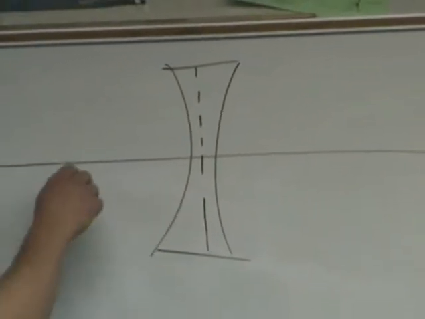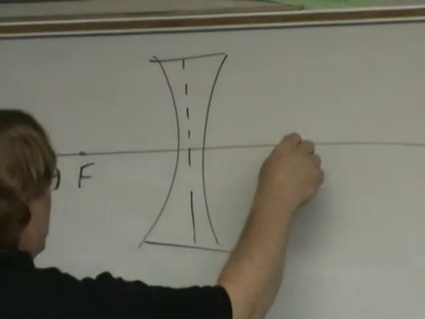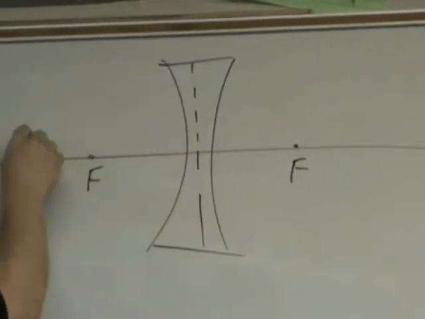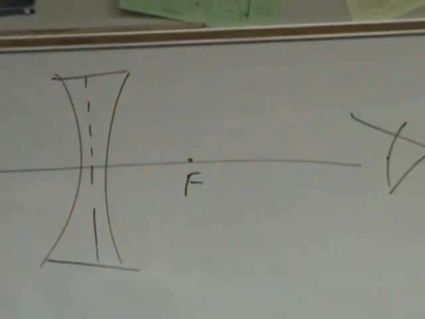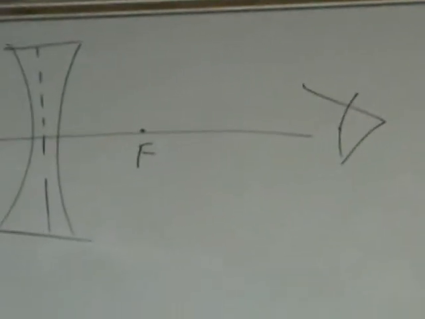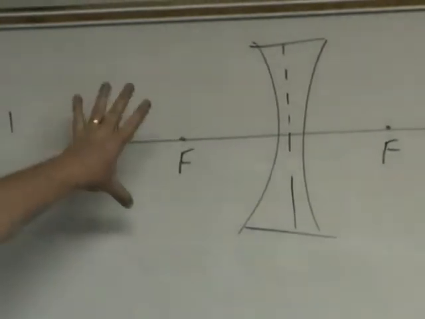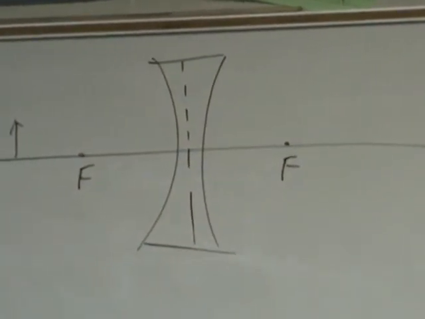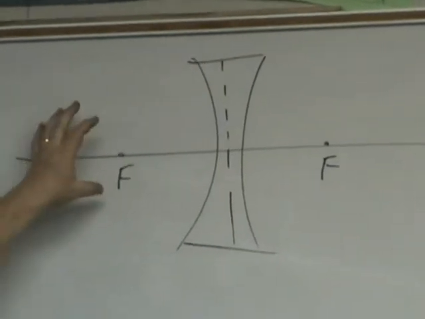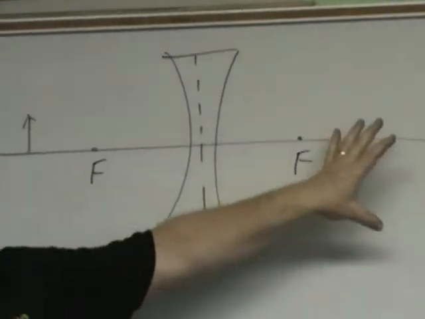All that means is this. If this is my focus, and this is the other focus, and this is my object, and here's me looking at that object through the lens. Where's the image going to be? Is the image going to be on this side of the lens or that side of the lens? Where's the image? How many people say on the left side of the lens? How many people say on the right side of the lens?